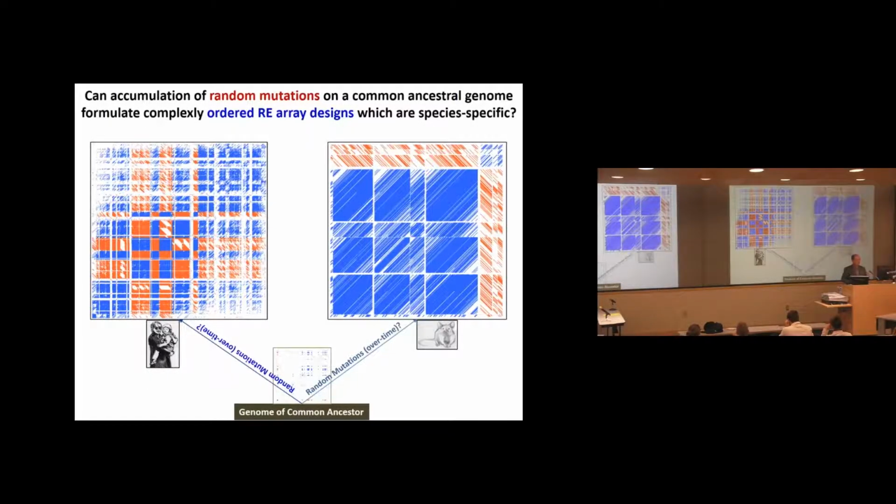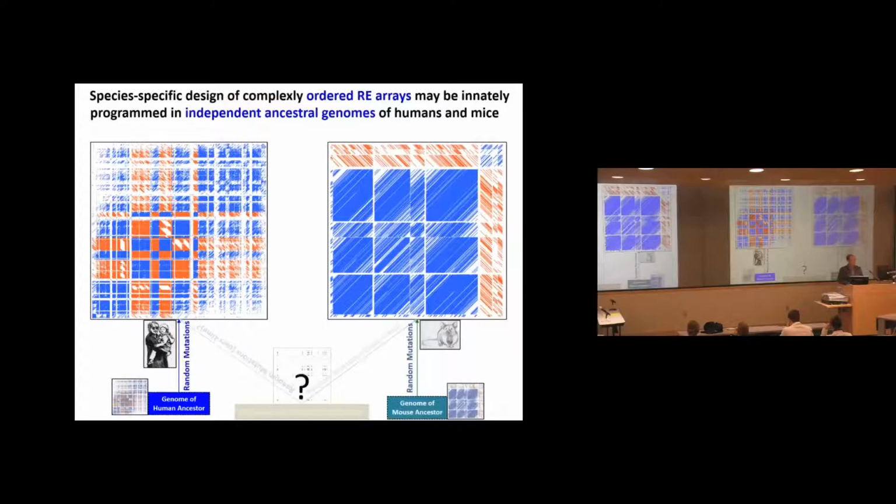So instead of starting from the same or common ancestor for all species, I would say this is a possibility. Instead of starting from the common ancestor, random mutation, maybe there is a genome of a human ancestor, and there will be a genome of a mouse ancestor. From here, there'll be random mutations over time. So the caveman's RE array might be quite different from RE arrays of modern people. Same here. There will be a genome of a mouse ancestor, and then there will be random mutations, and then they'll evolve into modern mouse strains.